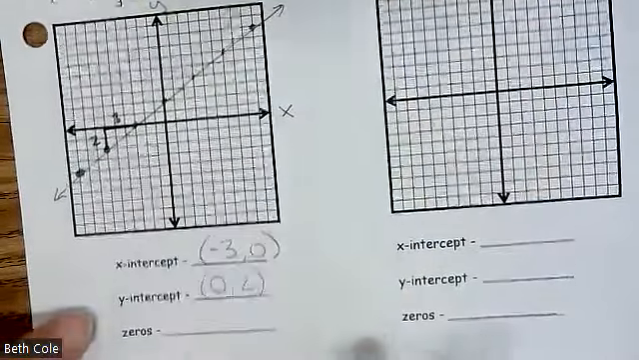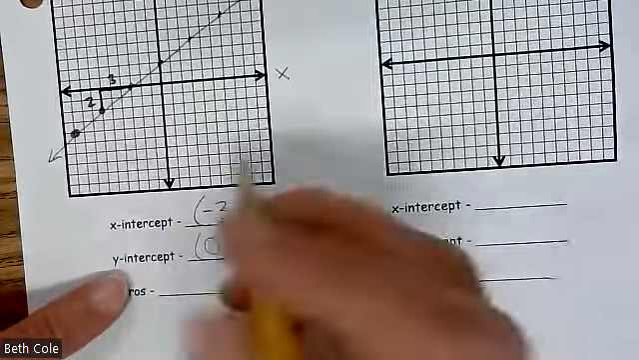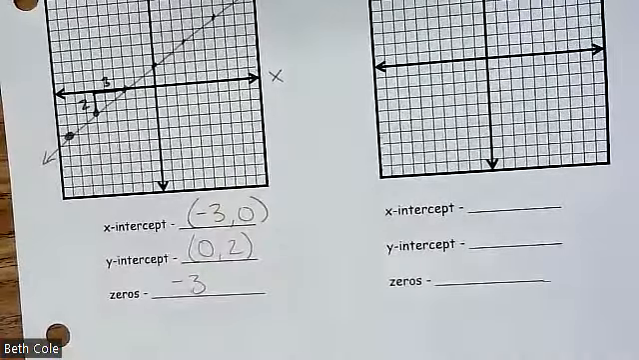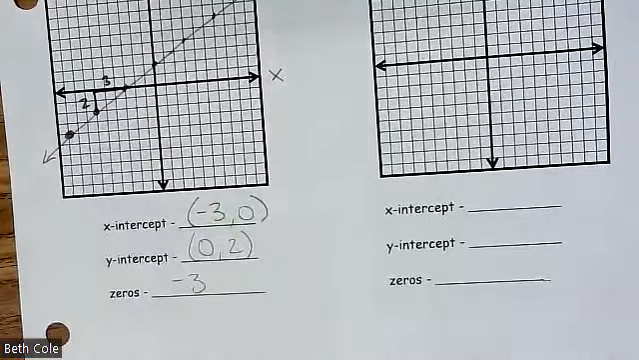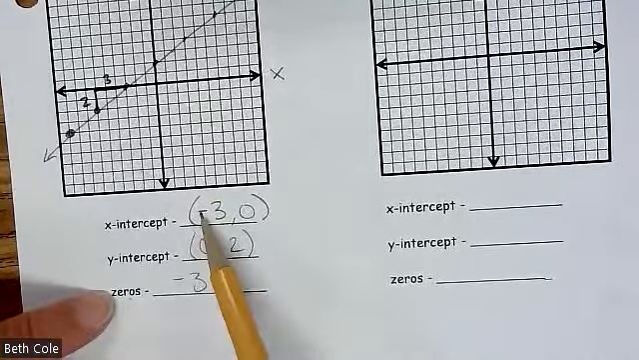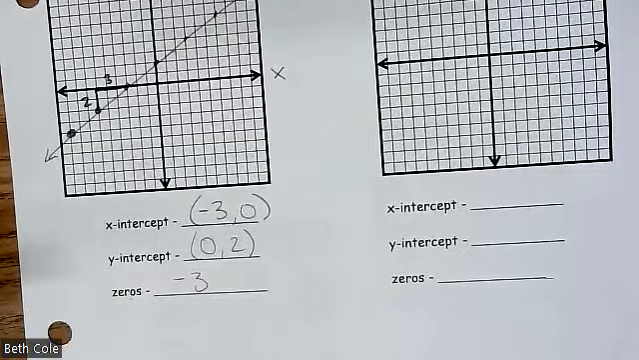Now, when you write it, technically by the definition, when you have a zero, you don't have to write it as an ordered pair. You can just put the negative three if you want. If you wrote negative three comma zero, I would mark it correct. All I'm testing you on is, do you know that a zero is an x-intercept? Just copy over that number. That's all that is.